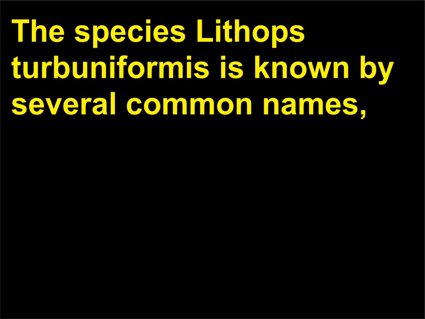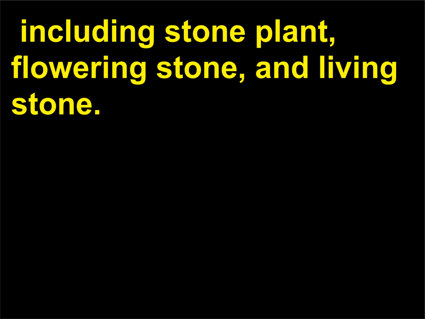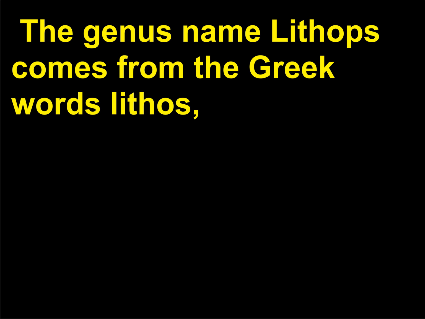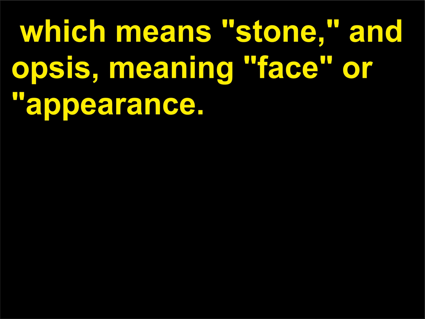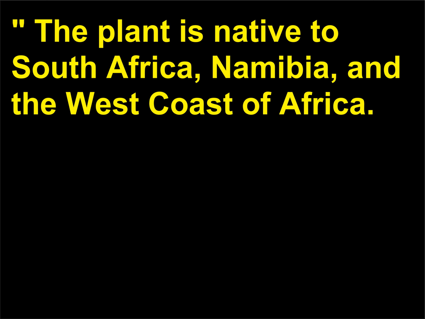The species Lithops turbiniformis is known by several common names, including stone plant, flowering stone, and living stone. The genus name Lithops comes from the Greek words lithos, which means stone, and opsis, meaning face or appearance. The plant is native to South Africa, Namibia, and the west coast of Africa.